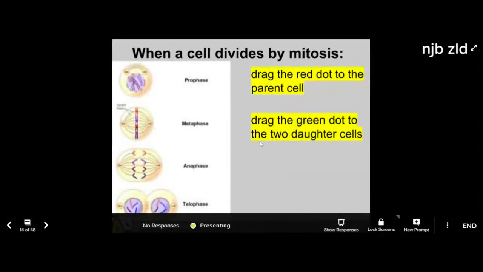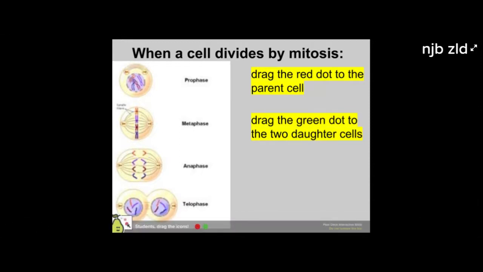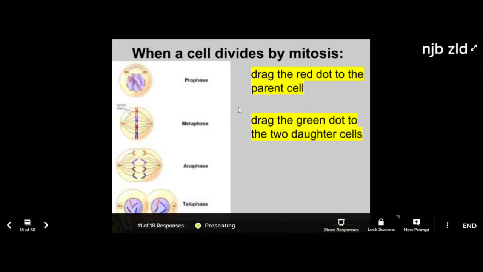Yeah. Okay. When a cell divides by mitosis, drag a red dot to the parent cell and a green dot to the two daughter cells. Sorry, I'm going to have to call it daughter cells because that's what science said. You guys can become scientists and take it over and then name it child cells. Green, red to parent, green to daughter cells.